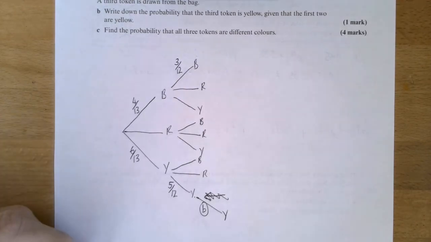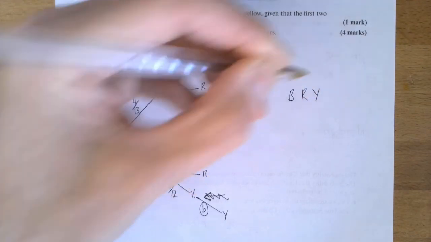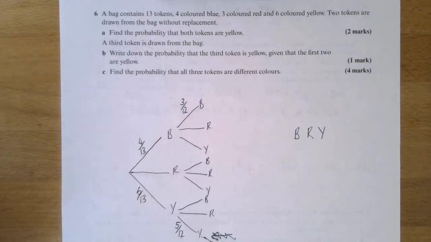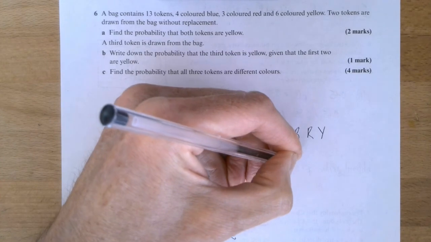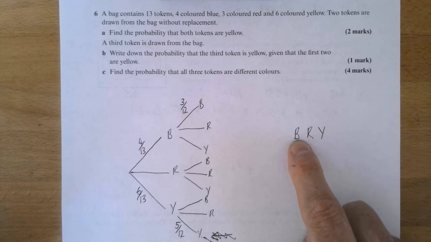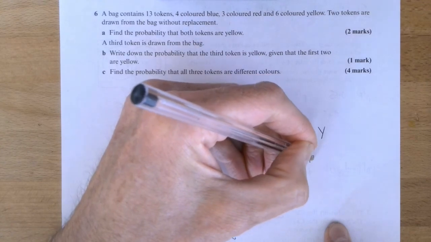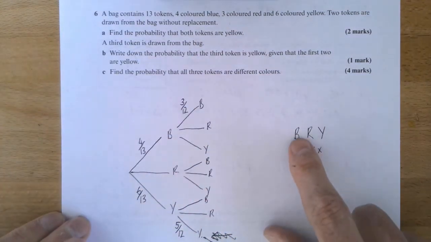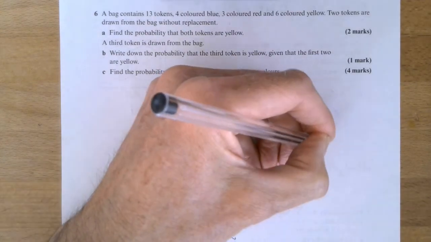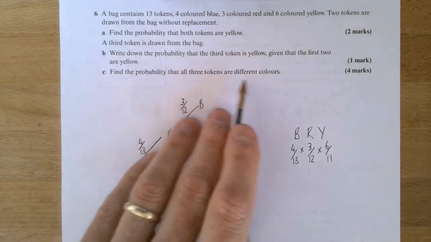For example, blue, I'll do it here, blue, red, yellow. The probability that the first one is blue, well, I'm going to have to go back up here, is 4 out of 13. If the first one is blue, I've still got 3 red. So that'll be 3 out of 12. And if the first one is blue and the second one is red, the third one, well, there'll still be 6 yellows. So that's 6 out of 11. So that's the probability of one way that you could have 3 tokens that are all different colours.